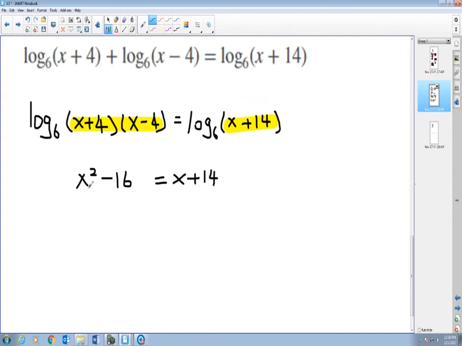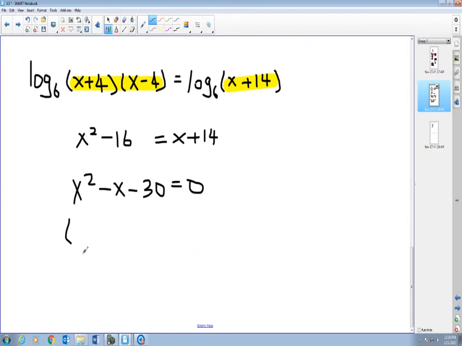I'll keep my x squared positive, move my x over, 14 over. That will be x squared minus x minus, let's see, negative 16, negative 30, equal to 0. Okay. For 30, I will probably use 6 and 5.